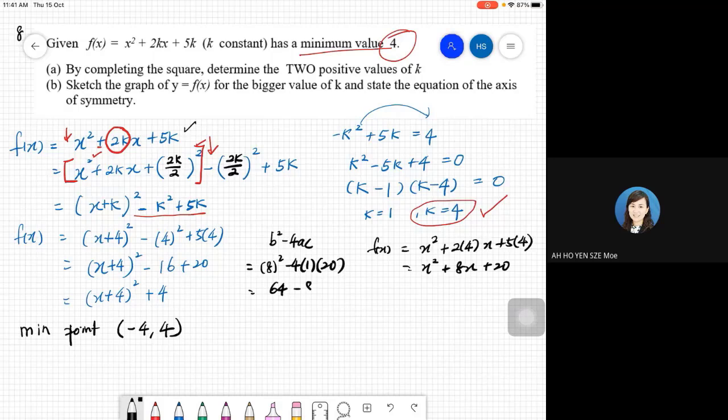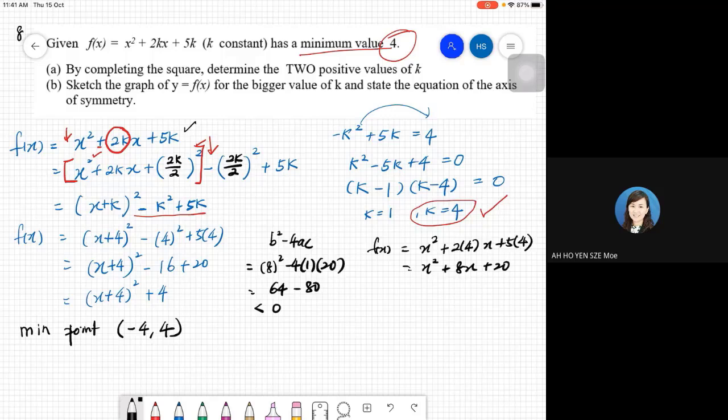64 minus 80, so it's less than 0. Okay, less than 0, so you can confirm that there's no intercept of x. Your graph won't touch the x-axis, so we don't need to find the intercepts of x, and we can go to find the intercept of y.